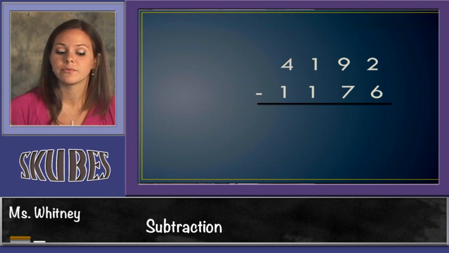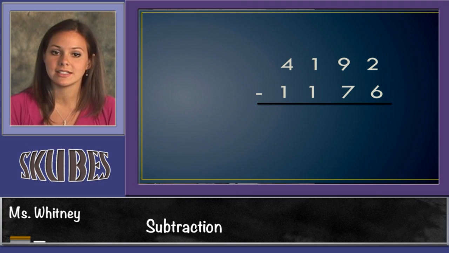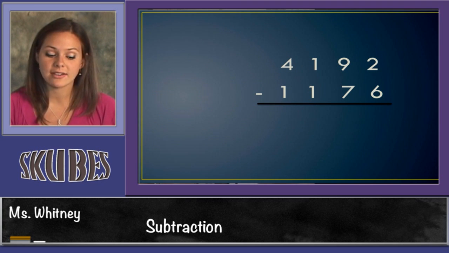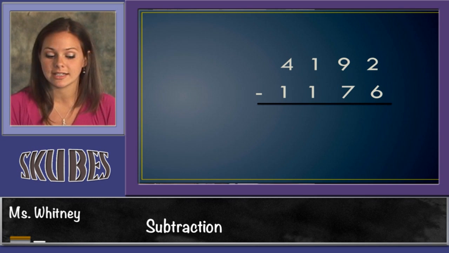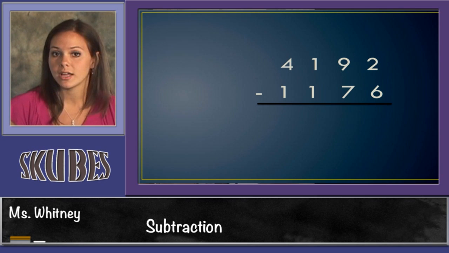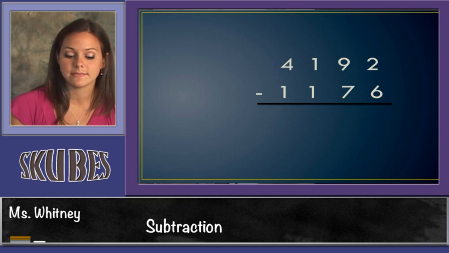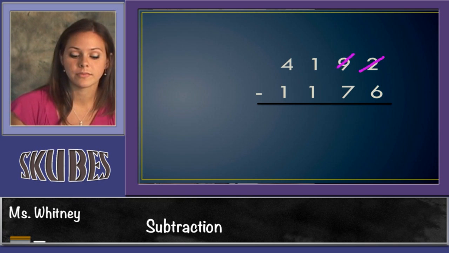The next one, I have 4,192 minus 1,176. I start in the ones. I have 2 take away 6. I can't take 6 from 2. My 9 becomes an 8. My 2 becomes a 12.